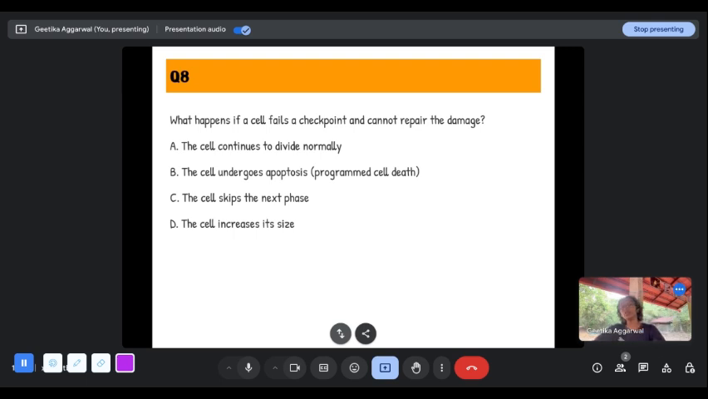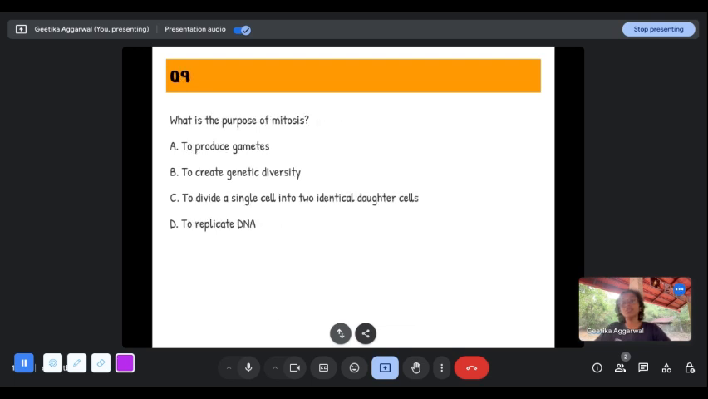So what happens if a cell fails to cross a checkpoint and cannot repair the damage? The correct answer to this question is that the cell actually undergoes apoptosis, or programmed cell death, if it cannot repair the damage.